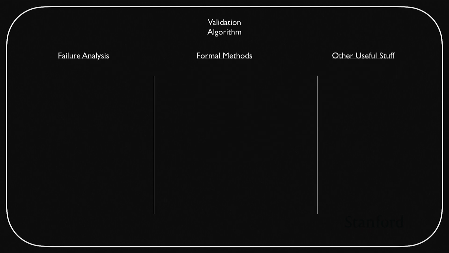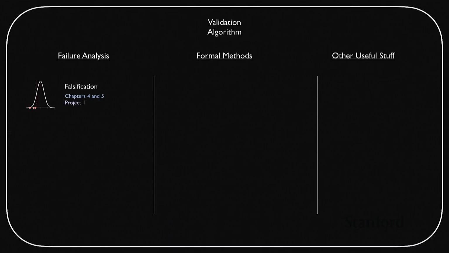So for failure analysis, there are some subcategories here. The first one is falsification. So the first thing we're going to do is say we have a system and a specification. We just want to find some scenarios where the system doesn't satisfy that specification. So we're just going to basically search for failures of the system. And so you'll actually get to try that out in the first programming project.